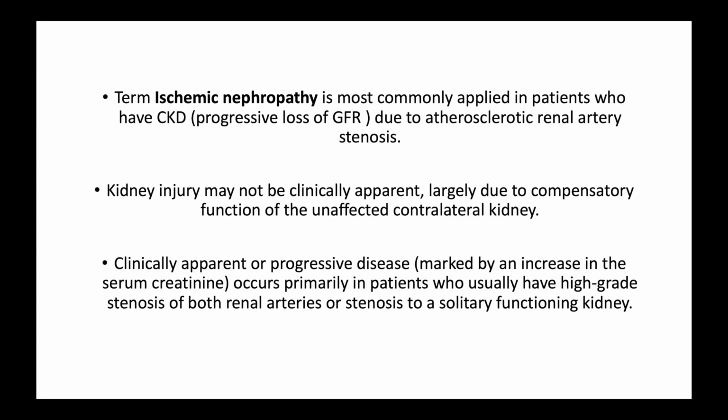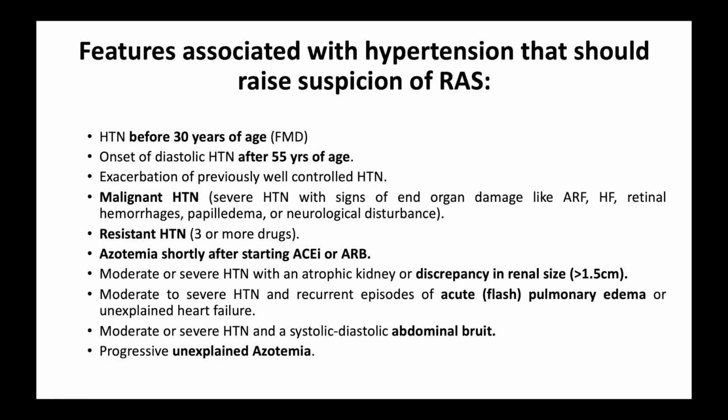So, the term ischemic nephropathy is commonly applied in patients who have CKD due to atherosclerotic renal artery stenosis. It could be clinically apparent, or there could be an increase in serum creatinine. It is seen mostly in patients who have high-grade stenosis of both renal arteries or stenosis of a solitary functioning kidney. Now, what are the features that raise the suspicion of renal artery stenosis?